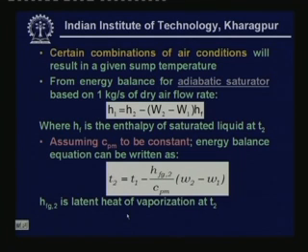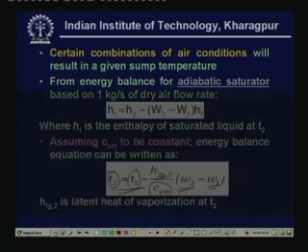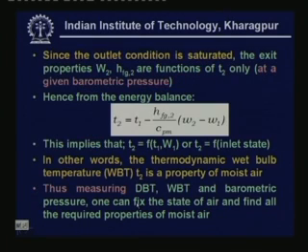So, assuming the moist air specific heat cpm to be constant, the energy balance equation can be written in this form, where T2 is the exit or thermodynamic wet bulb temperature, T1 is the inlet dry bulb temperature, hfg2 is the latent heat of vaporization at temperature T2, cpm is the moist specific heat, and W2 and W1 are the exit and inlet humidity ratios. Since the outlet condition is saturated, the exit properties W2 and hfg2 are functions of temperature T2 only, at a given barometric pressure. Hence, from the energy balance, T2 is equal to T1 minus (hfg2 divided by cpm) times (W2 minus W1).